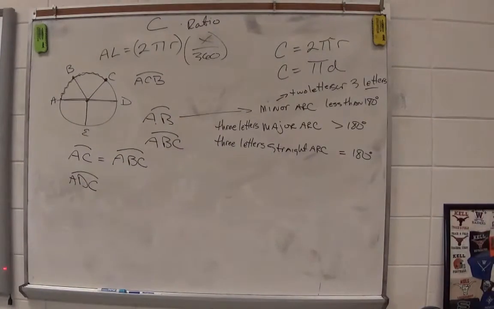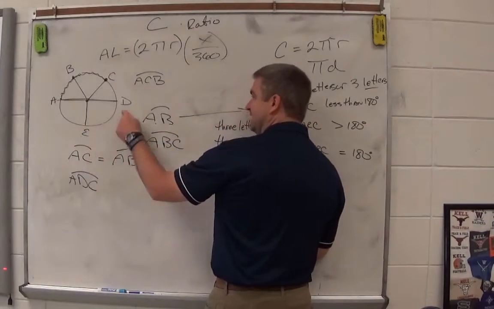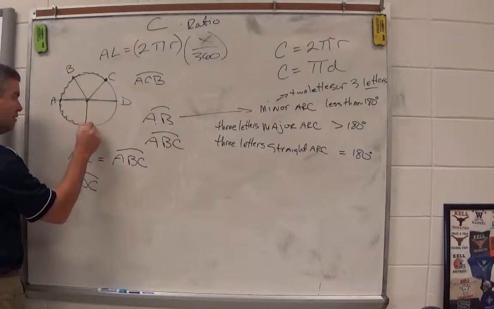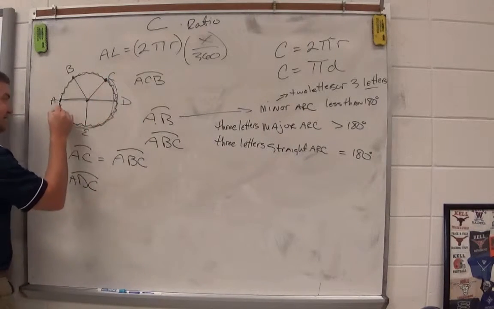So when I say A, D, C, does everybody know which arc I'm talking about? ADC. Is there any discussion about what arc that is? Is it a major arc or a minor arc? Why is it major? Because it's more than 180. Here's ADC. So it would be from here all the way to there. That would be arc ADC.